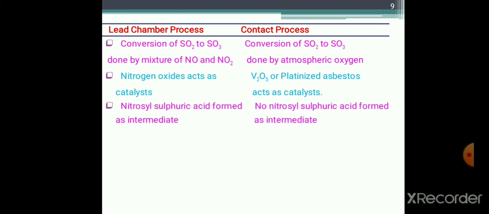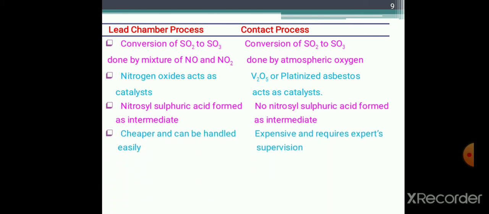In the lead chamber process, nitrosyl sulfuric acid is formed as an intermediate. But in the contact process, no nitrosyl sulfuric acid is formed as an intermediate. The lead chamber process is cheaper and can be handled very easily. But the contact process is an expensive process, and it requires expert supervision.